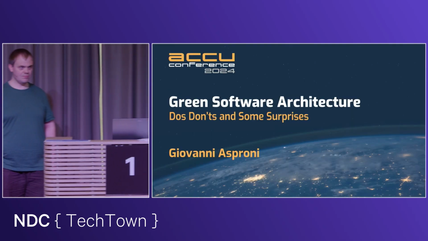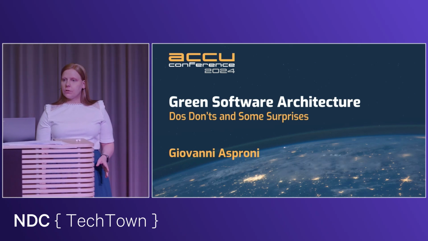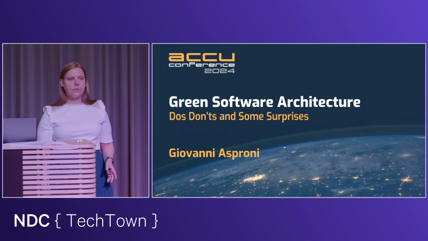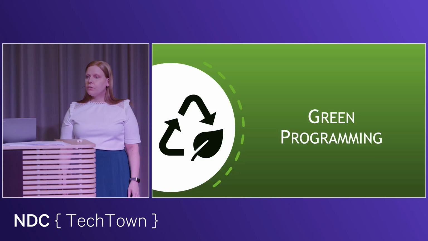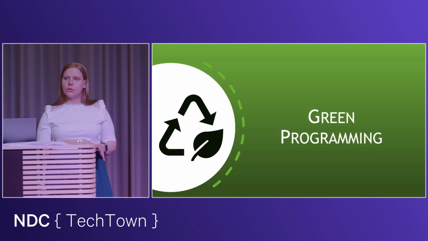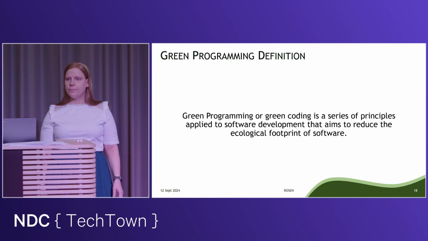Also at this year's ACCU conference, there was a talk about this topic called Green Software Architecture. Giovanni Asproni talks more about the environment of where the software runs and how the software is structured. He briefly mentions the programming language issue that we are talking about in this talk here. This is a really good talk if you want to get an overview of many different aspects of green software. As said before, we will focus on the programming language part of the green software topic.